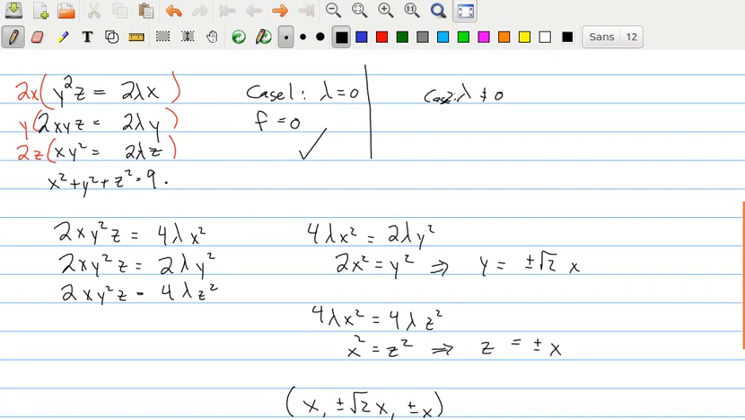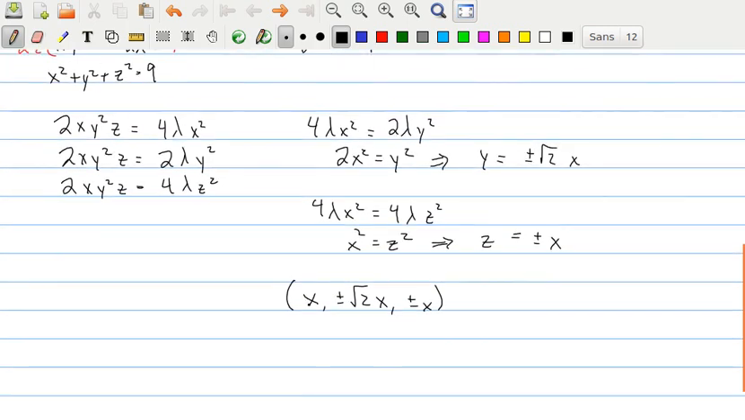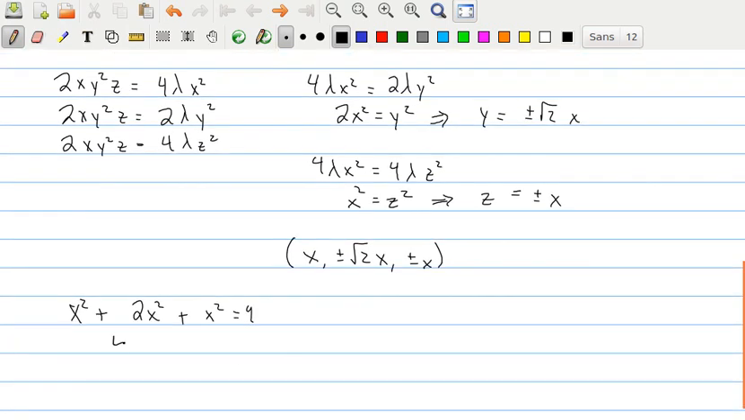Now let's plug our critical number into the constraint. So let's plug this into our constraint equation. We've got x squared plus 2x squared plus x squared equals 9. We combine these together, and this says 4x squared is 9. We take square roots and solve for x, and we get x has got to be plus or minus 3 over 2. So if we plug this back into the point we have so far, this gives us actually 8 separate critical points. We've got plus or minus 3 over 2, that's our x value.